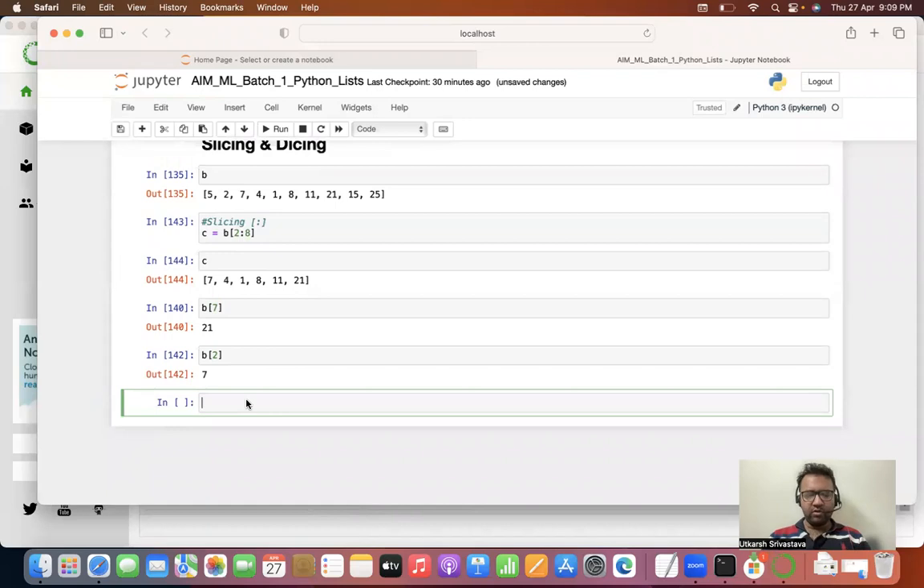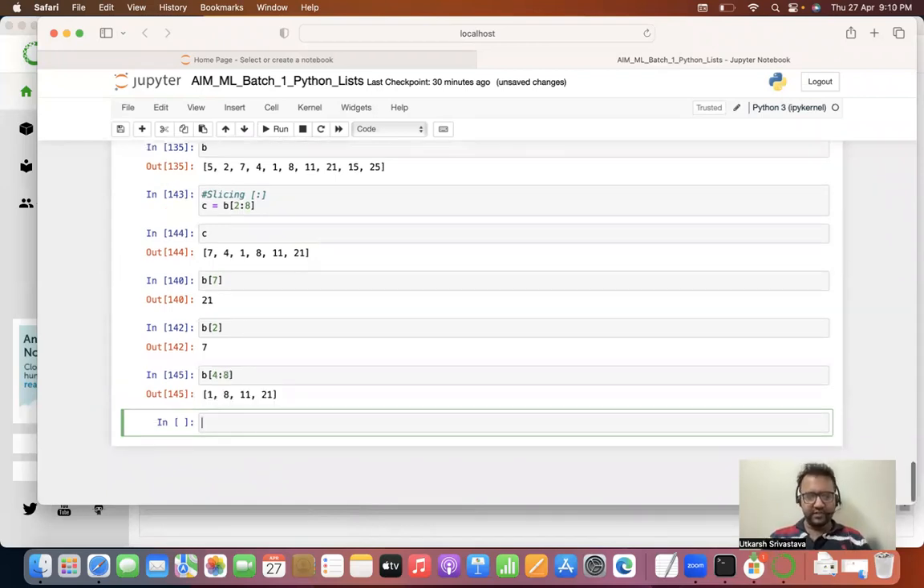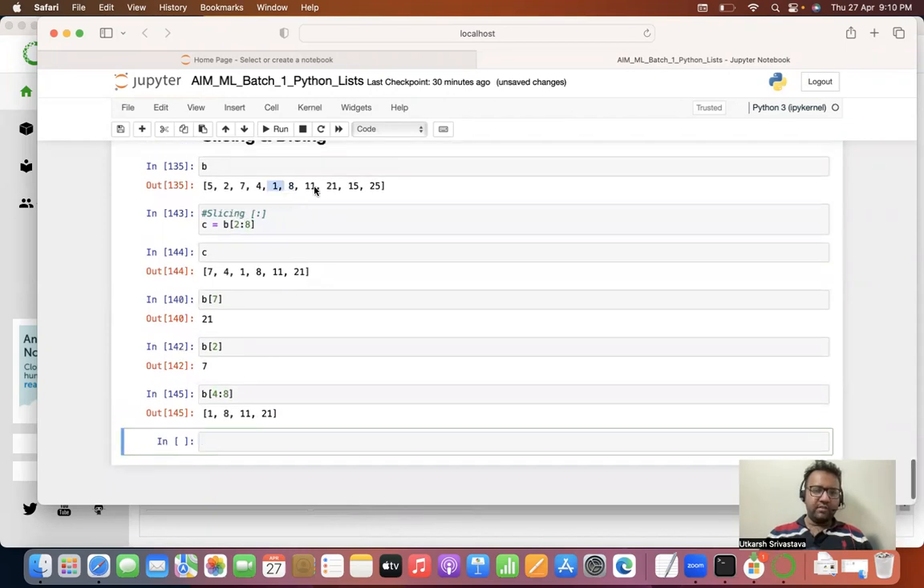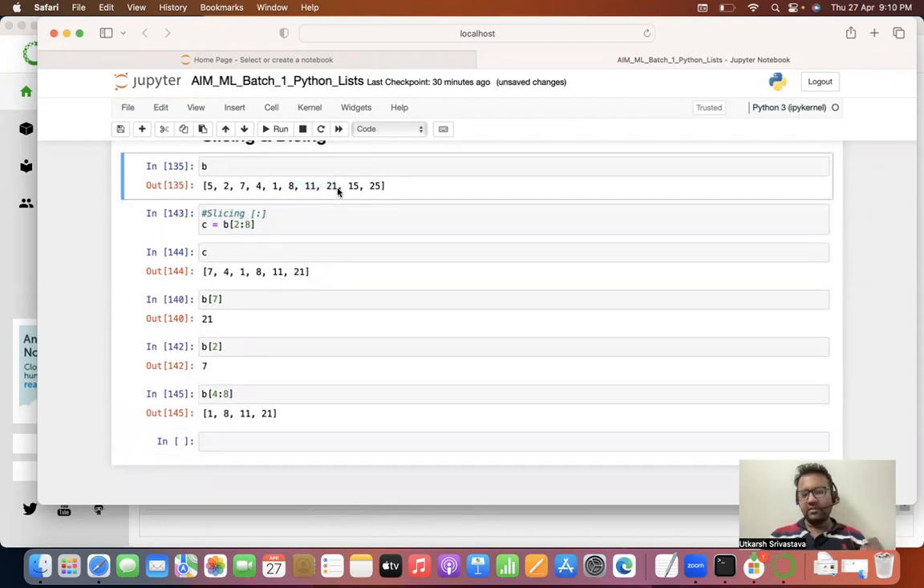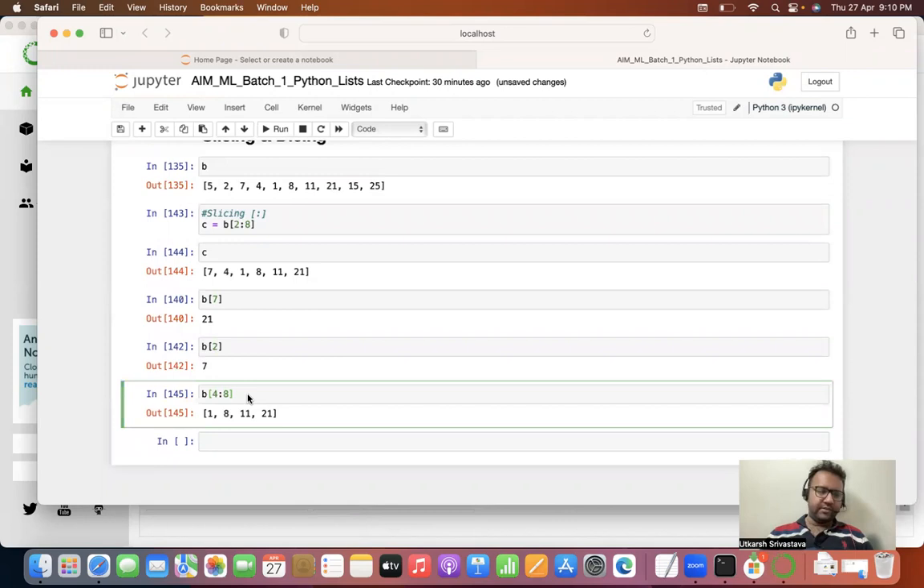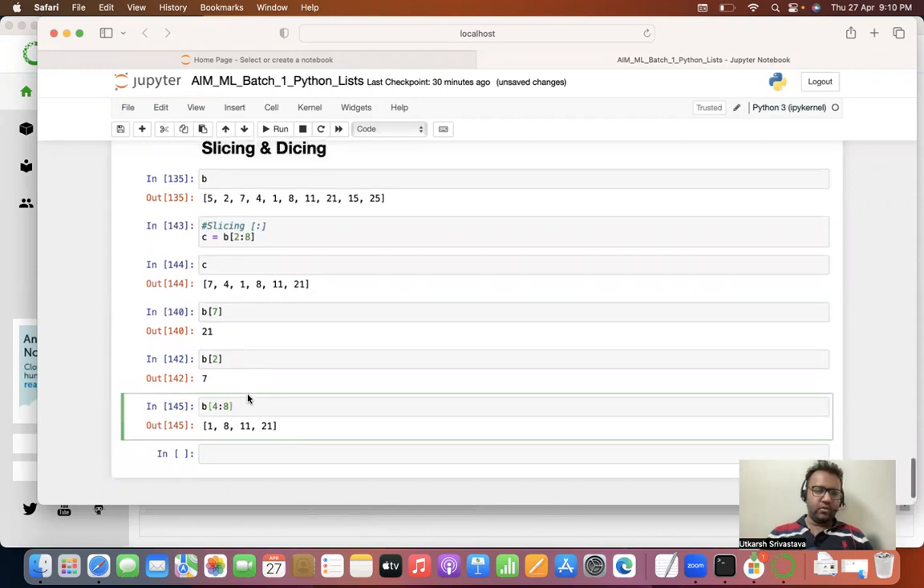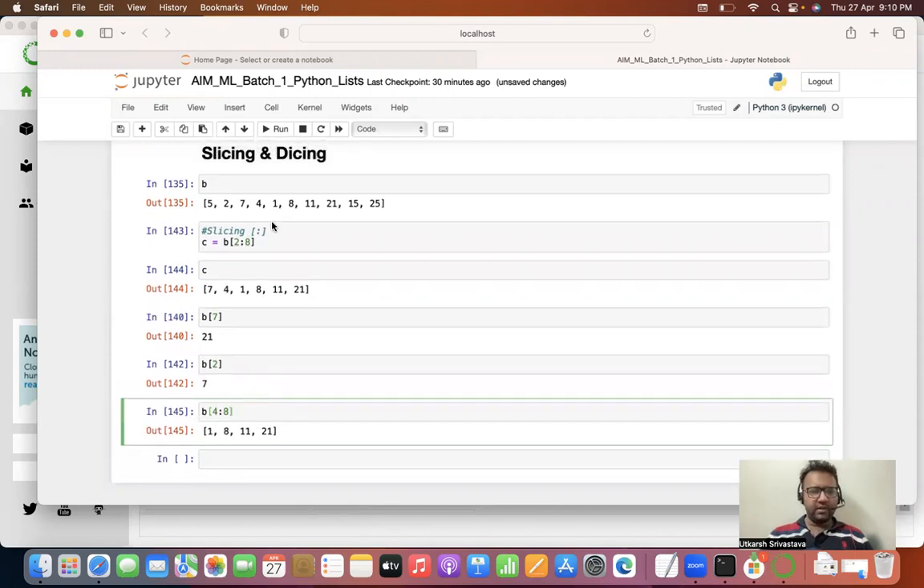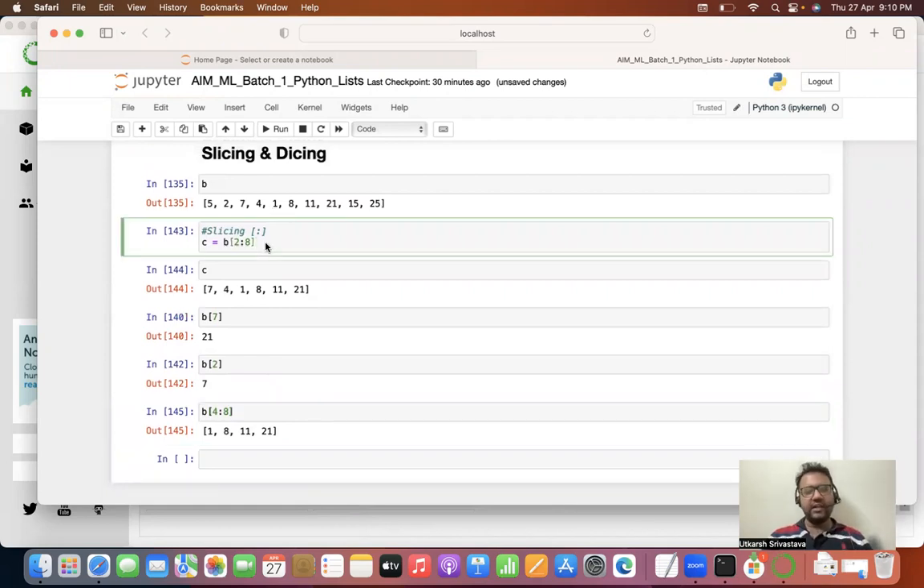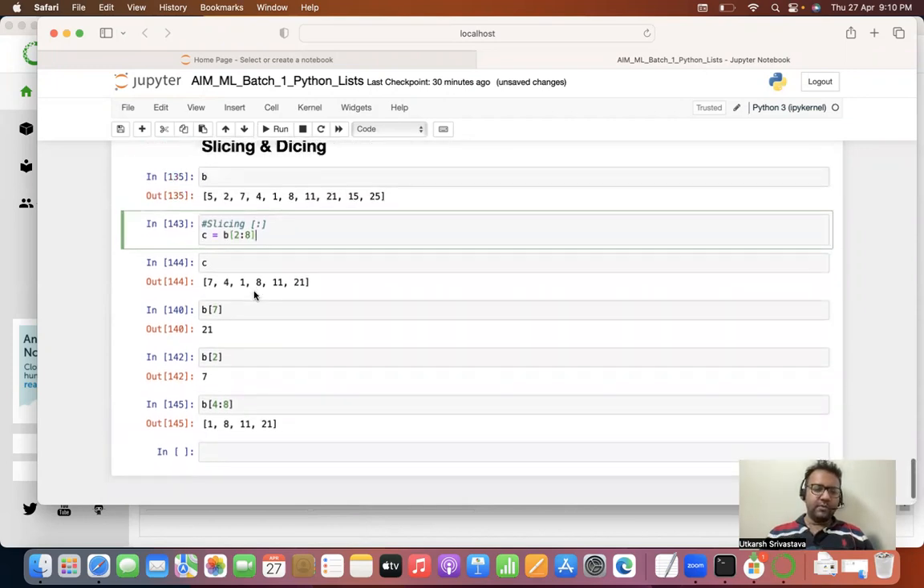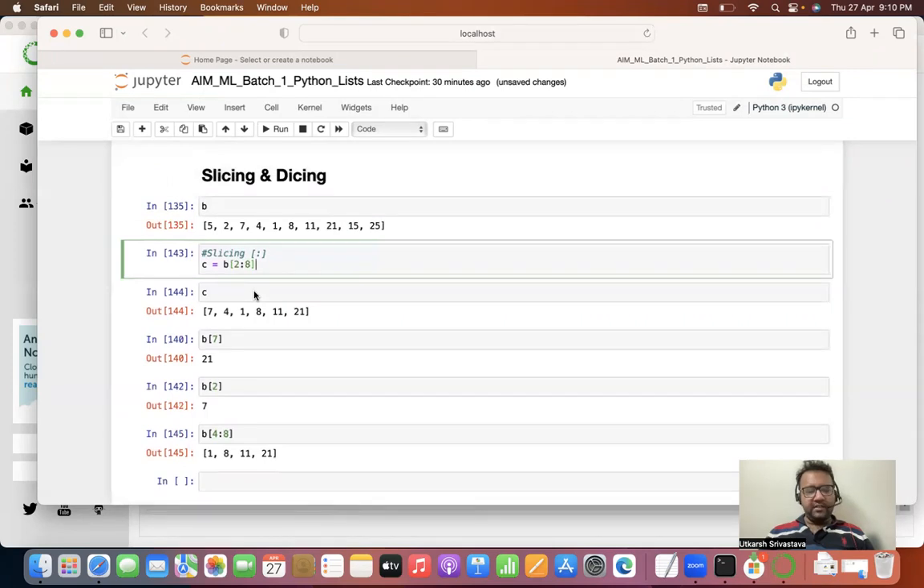If you want, you can slice it in a different manner. Let's say you want to print from 1 till 21, you can do that with a different slice. Looping is not required in slicing and dicing. Where looping is required, we'll cover after slicing and dicing. Any other doubts anyone has?